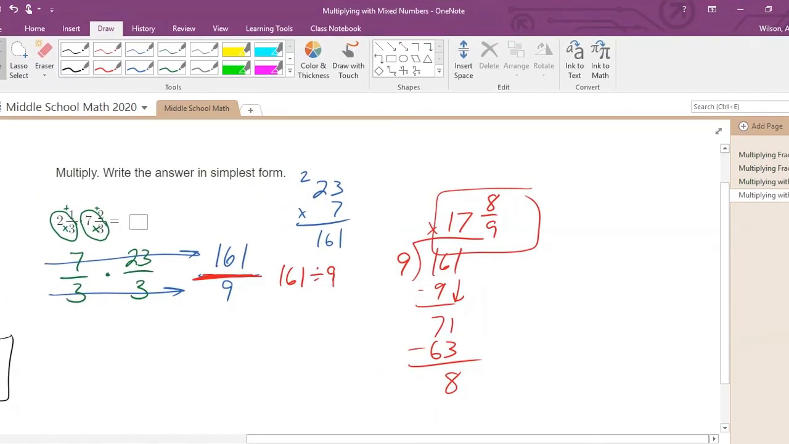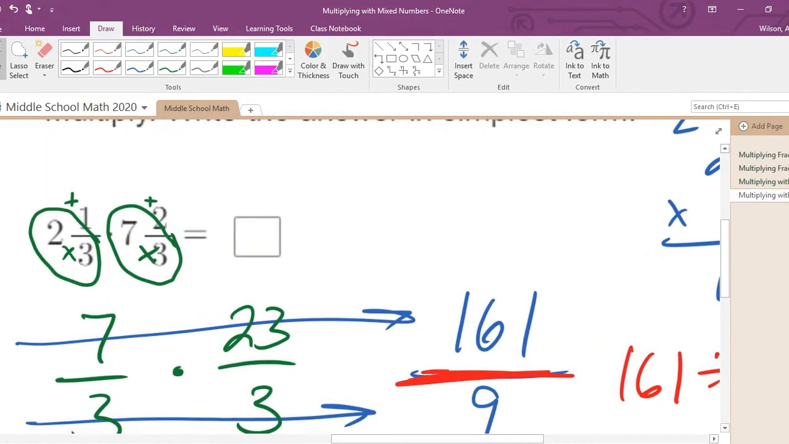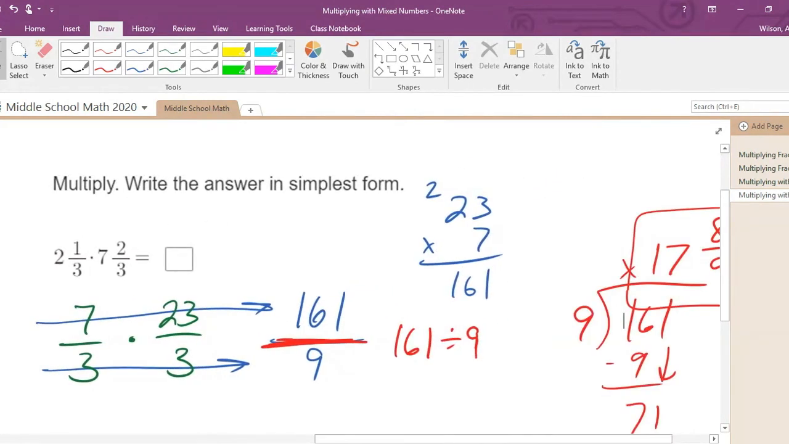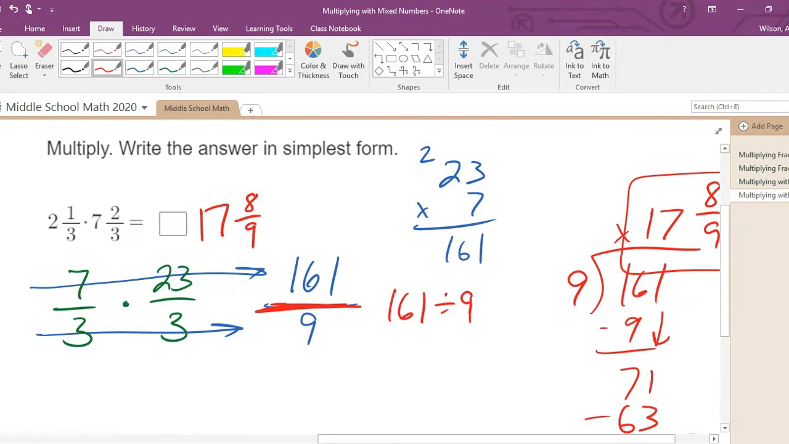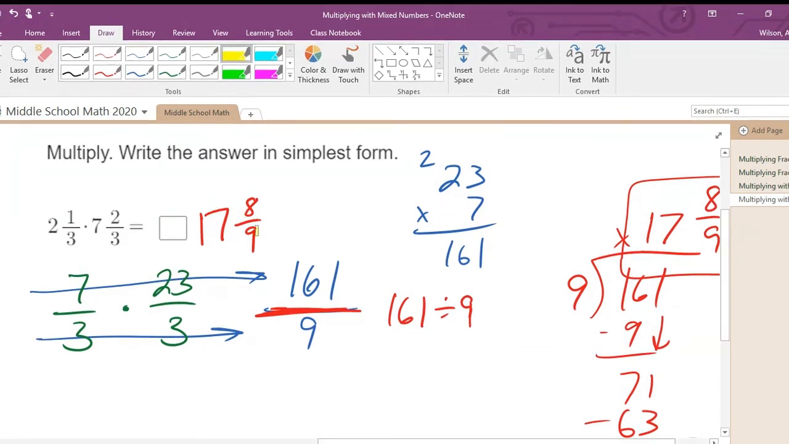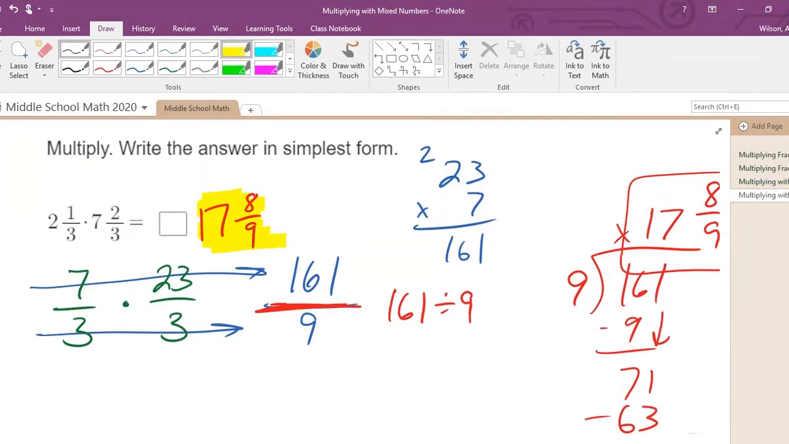So 2 1/3 times 7 2/3 is 17 8/9. And there's a way to check this to make sure that that sounds correct. This is called estimating. What is 2 1/3 close to? That's close to 2. What is 7 2/3 close to? 7 2/3 rounds to the nearest whole number, which would be 8. And what is 2 times 8? Well, 2 times 8 is 16.